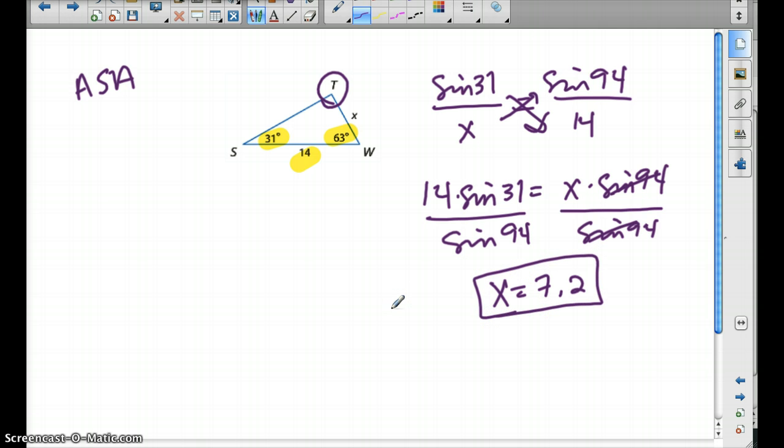All right, so that's all I have for this time around for law of sines. Get this done. And tomorrow we're going to do law of cosines.